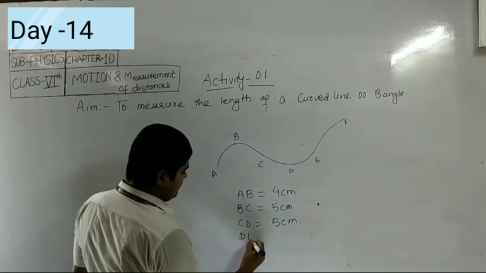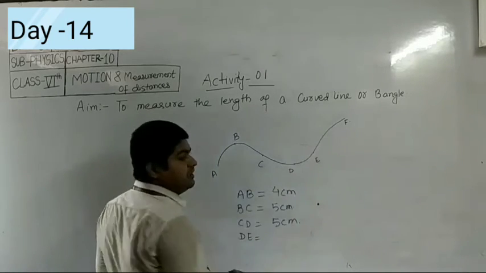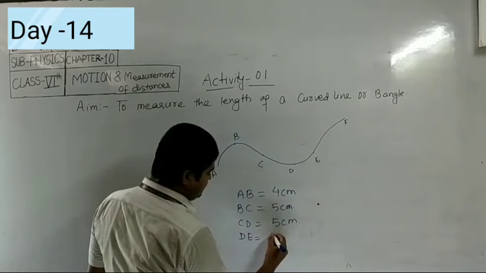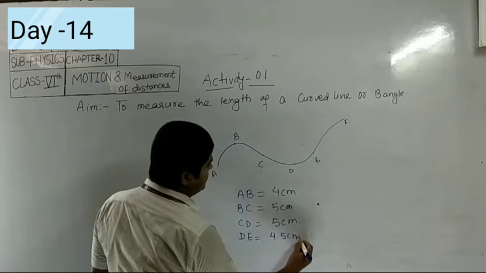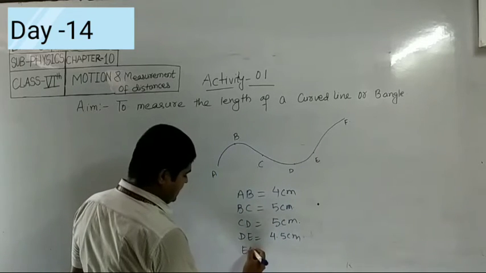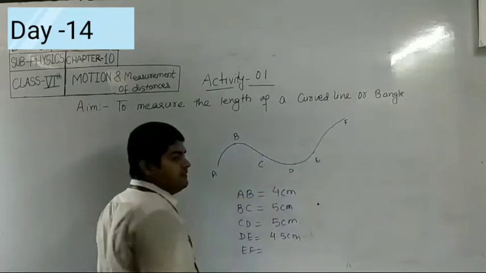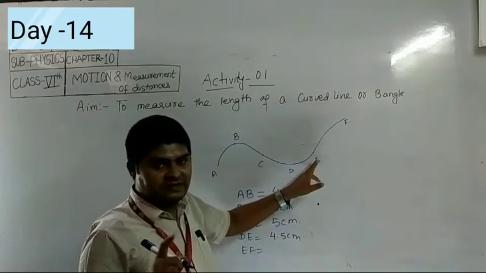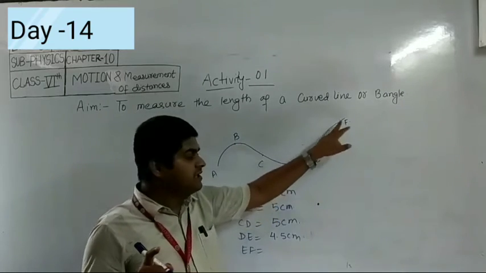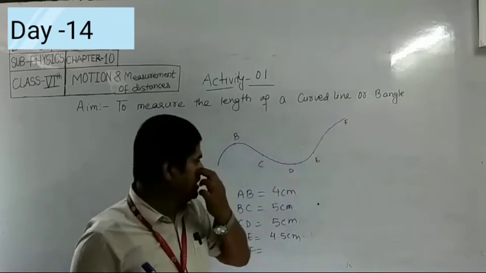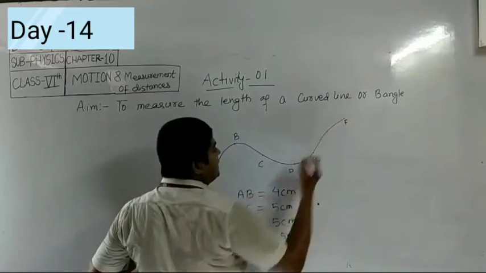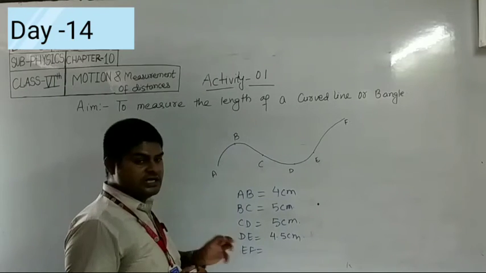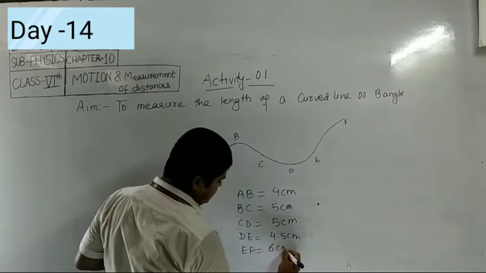And now again you will find the length of DE with the help of the thread. Suppose that the length of DE is 4.5 centimeter. And last you will find the length of EF. First of all you will put the first end of the thread at point E and the other end at point F. Suppose that the length of EF, that means the thread at EF, is 6 centimeter on the scale, so you will write here 6 centimeter.